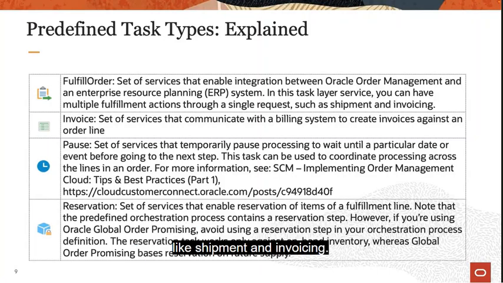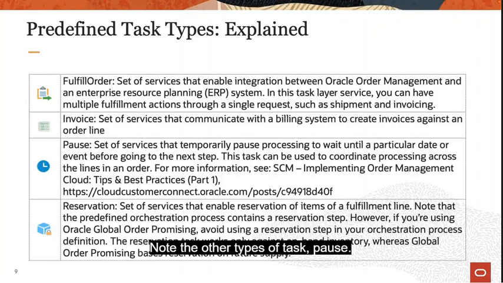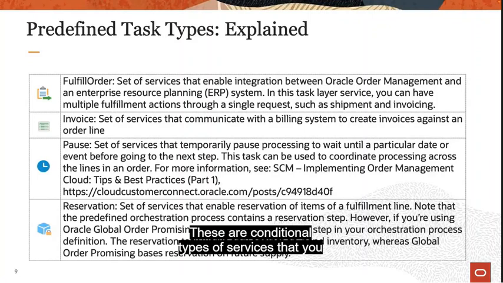Note the example of the second set, invoice. These are sets of services that can communicate with a billing system, such as Oracle Receivables Cloud, so that you can create invoices against an order line. Note the other type of task, pause. These are conditional types of services that you can use to temporarily pause a process so that it waits until a particular date or maybe a particular event happens before it goes to the next step.